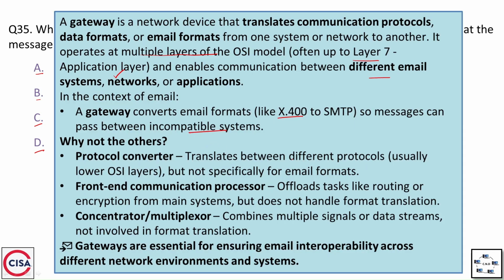Protocol converter translates between different protocols, usually lower OSI layers, but not specifically for email formats. Front-end communication processor offloads tasks like routing or encryption from the main system, but does not handle format translation. And concentrator or multiplexer combines multiple signals or data streams, not involved in format translation. So gateways are essential for ensuring email interoperability across different network environments and systems.